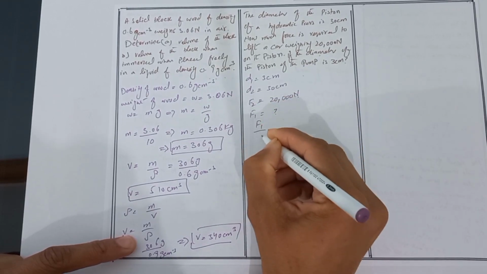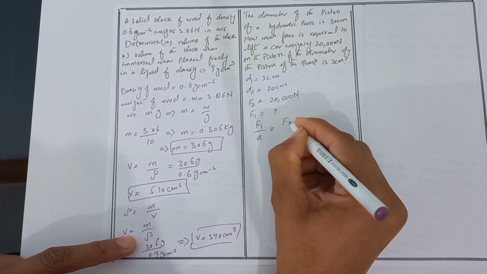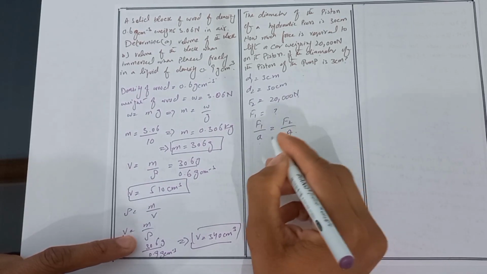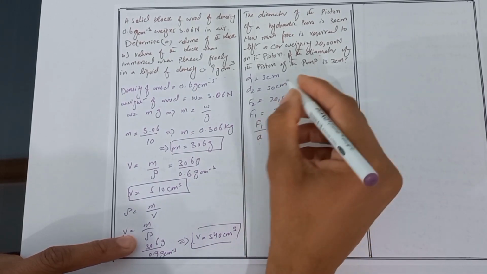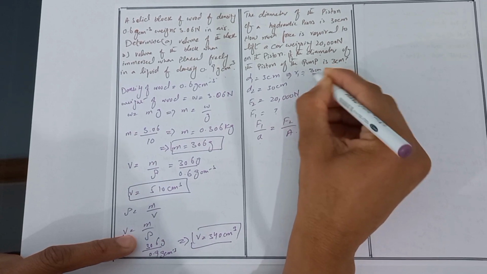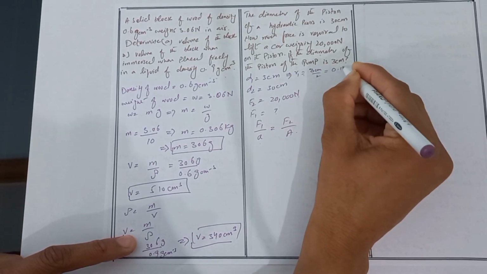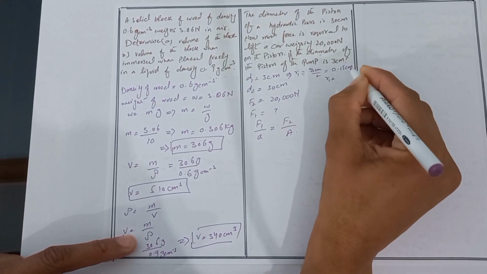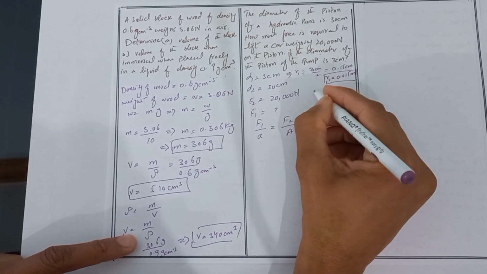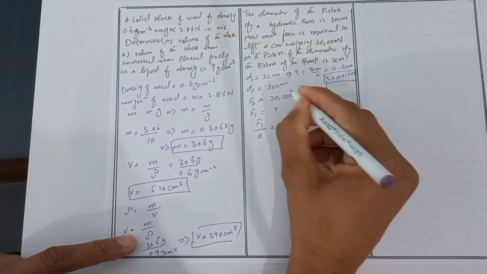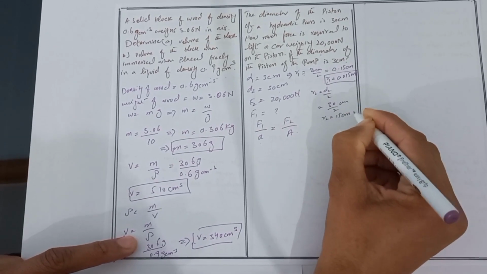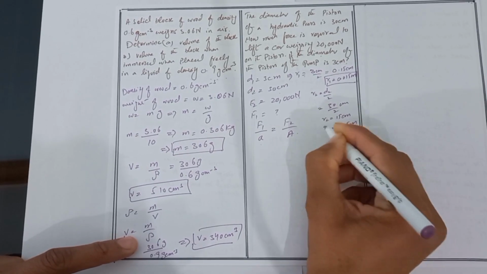We know the formula of the hydraulic press is F1 over small area and F2 over large area. Here the area is not given, the diameter is given, so we can convert this into radius. R1 is equal to 3 centimeter divided by 2, which is equal to 1.5 centimeter. In meter it is 0.015 meter. R2 is equal to D2 divided by 2, D2 is 30 divided by 2 centimeter. R2 is equal to 15 centimeter. So R2 becomes 0.15 meter.